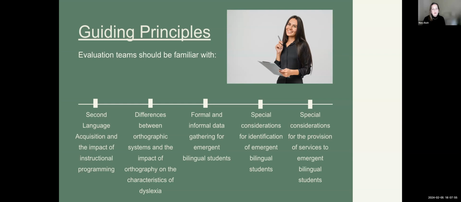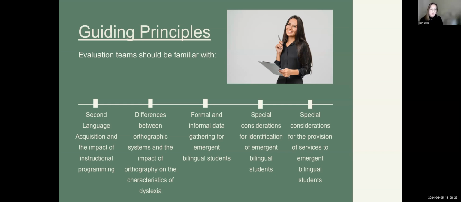So they need to know the difference between the different orthographic systems. They need to know what language. Sometimes they're not exactly sure if a student spoke a dialect or if they came from a different country other than Mexico. They're not exactly sure about some of the answers to some of these questions. So what orthographic systems did they have, and what's the impact of that orthography on the characteristics of either dyslexia or some other learning disability?